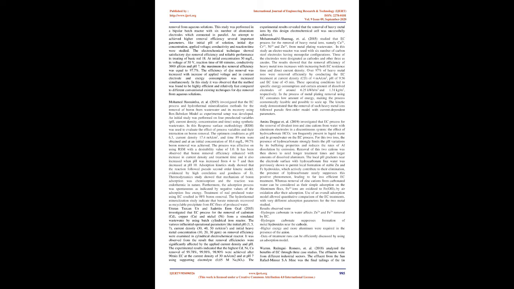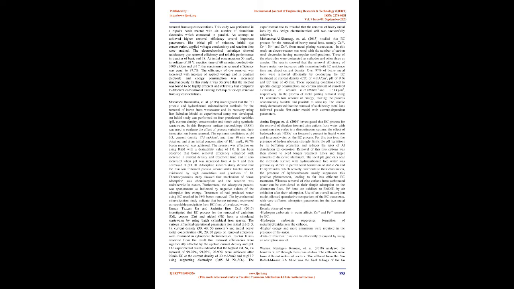The various influential operational parameters like initial pH, 3, 5, 7, current density, 30, 40, 50 mA/cm2, and initial heavy metal concentration, 10, 20, 30 ppm, on removal efficiency were examined in a cylindrical electrochemical reactor. It was observed from the results that removal efficiencies were significantly affected by the applied current density and pH.